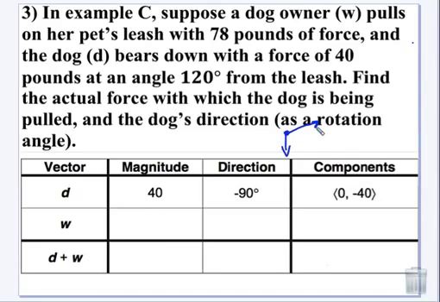So our dog is going negative 90 degrees is the direction on the dog, and the dog's force is 40 pounds. The dog owner, the woman, has a force of what? Where do we see? 78 pounds of pressure. Let's see, how did they word the degrees? Okay, so the dog bears down with a force of 40 pounds at an angle of 120 degrees from the leash. All right, I'm going to just uncover the answer, and then we'll look at how they got that.